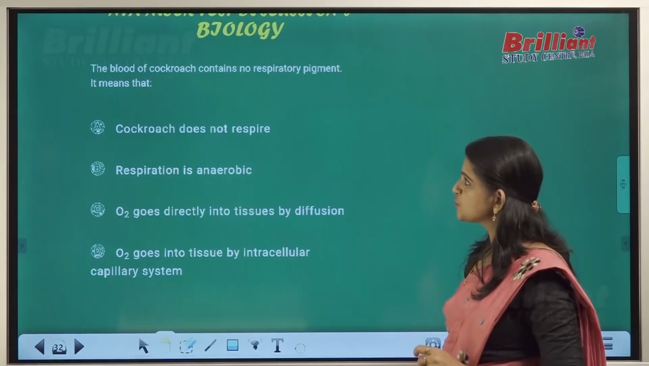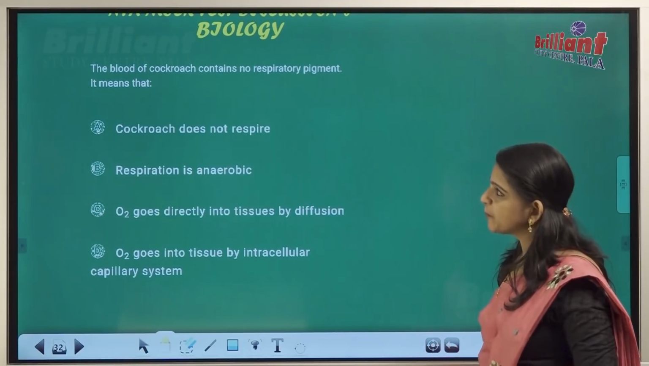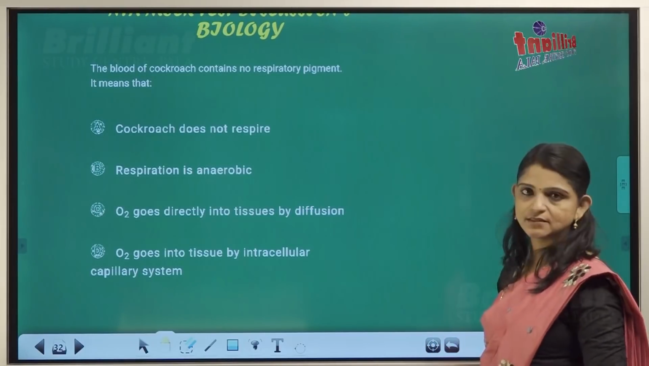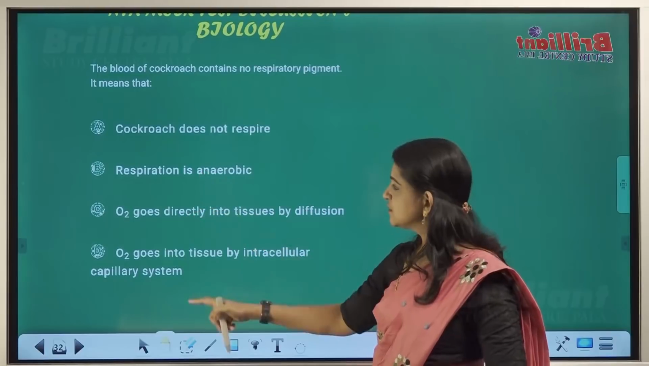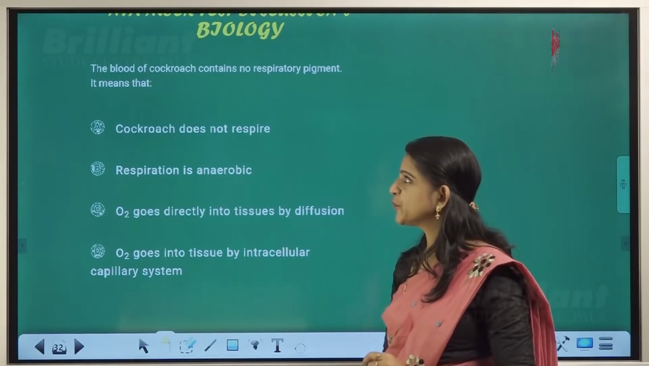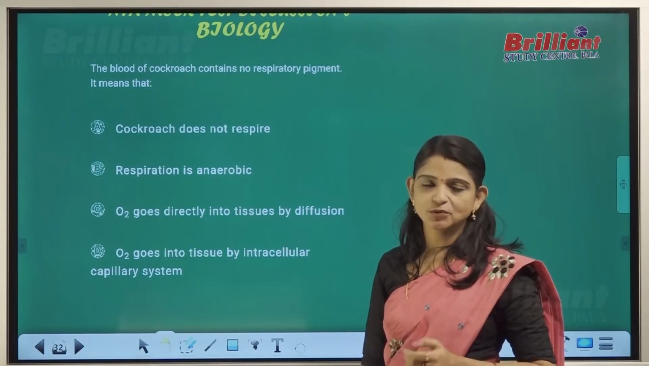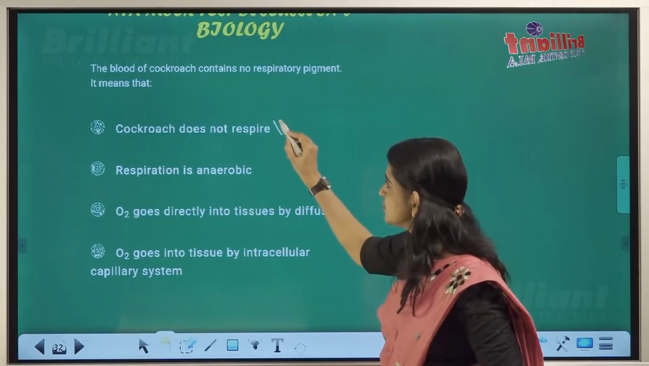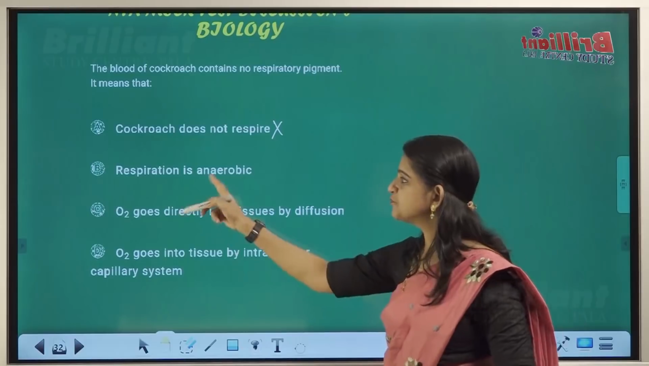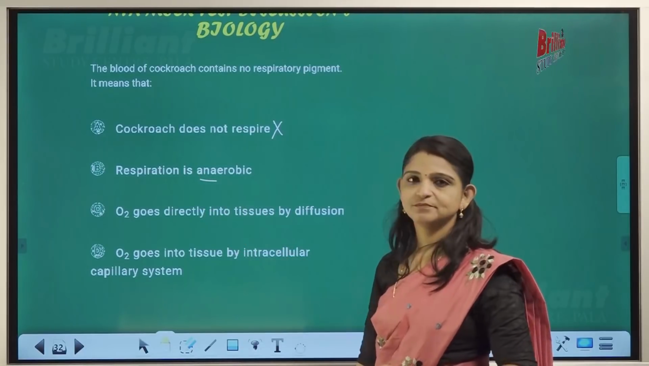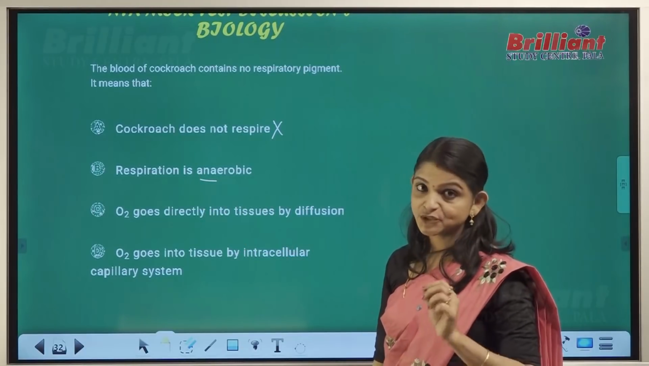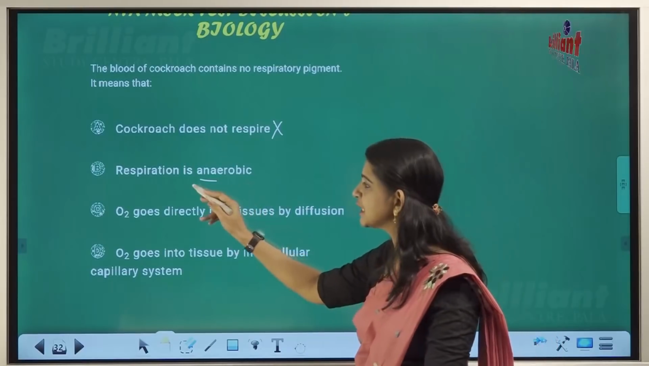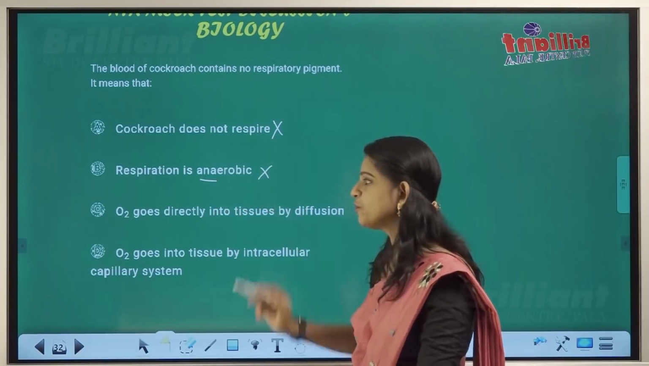Next one. The blood of cockroach contains no respiratory pigment. It means that. Let's look into the options. First one, cockroach does not respire. We cannot say that cockroach does not respire, then it will die. So this is not correct. Next one, respiration is anaerobic. Definitely not. As it uses oxygen, we cannot say that respiration is anaerobic.